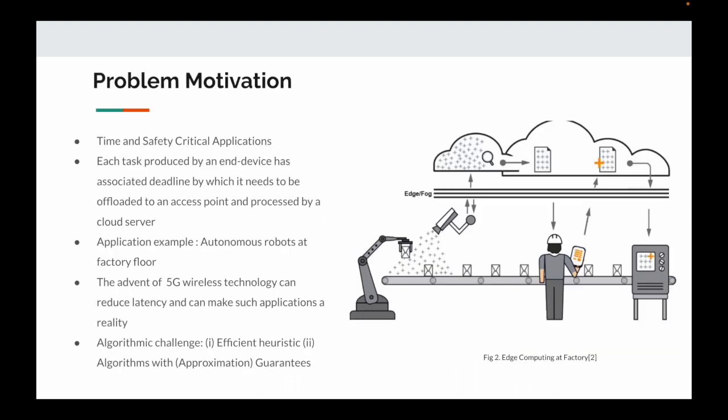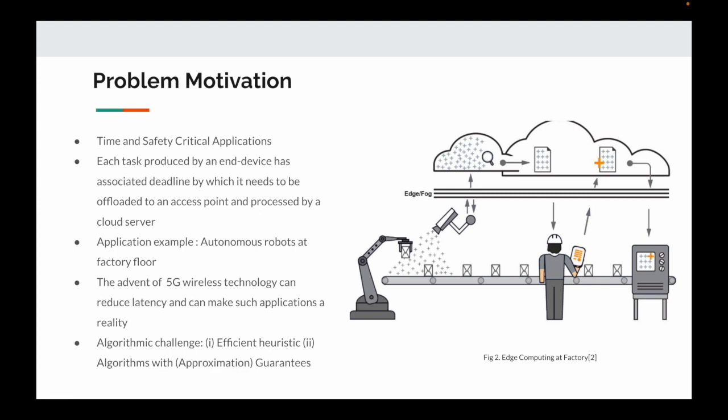So our motivation is to devise algorithms for time and safety critical applications, such that each task produced by an end device has an associated deadline by which it needs to be processed. So what is an application example? Autonomous robots at a factory floor. They can be coordinated by sensors and actuators controlled by an orchestrator sitting at an edge server.